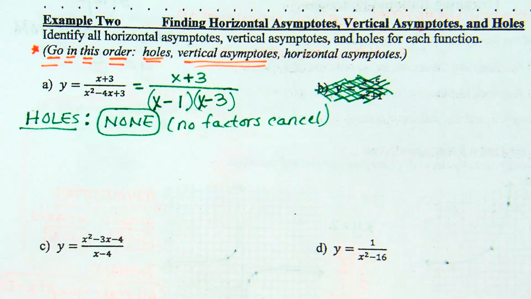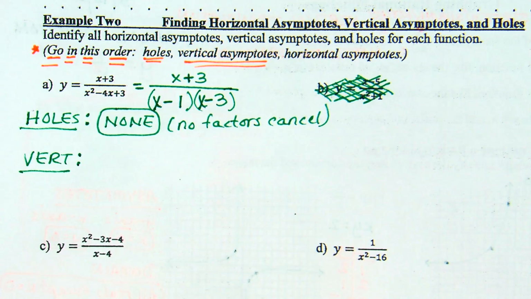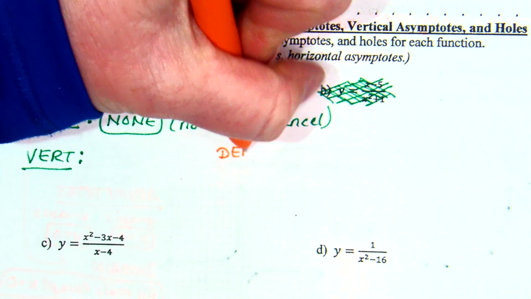So next, vertical asymptote. And we have to do holes first because there can't be holes and vertical asymptotes at the same place. So, okay, how do we do vertical asymptote? It said to set the denominator equal to 0. What do I have in my denominator? x minus 1 and x minus 3. So what are we going to set equal to 0? x minus 1 and x minus 3.